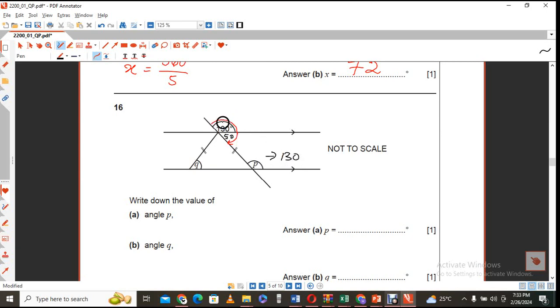Or you can look at that 130 as an F. There's an F there. So basically they are called corresponding angles. Bottom line is that that angle should equal 130 degrees.